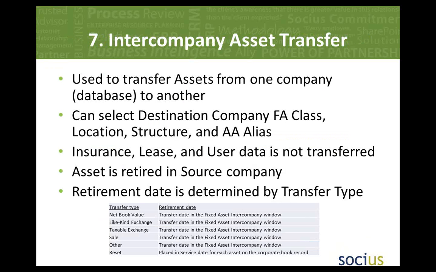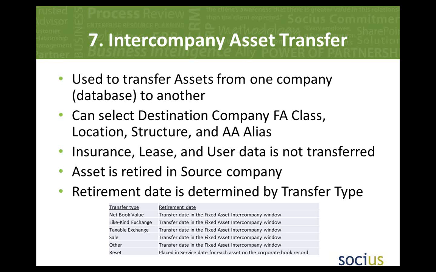The next feature I want to show you is the ability to transfer assets between companies. And by that I mean between company databases. So it's pretty common for related entities to sell or trade assets amongst them. So this gives you the ability to transfer an asset from one of your companies, one of your legal entities, to another. And when you do this, it enables you to select the destination company's fixed asset class, location, structure, and analytical accounting alias.